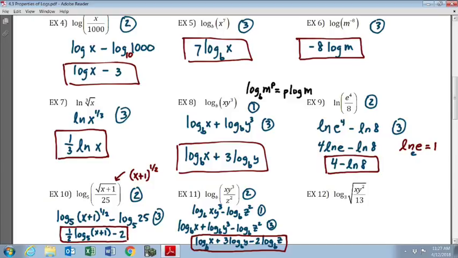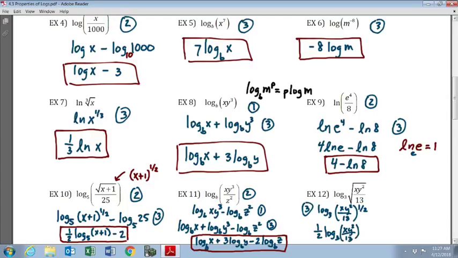Okay, number 12. Now, you might be tempted to use the quotient rule here, but we can't just pretend that radical's not there. The fraction's under the radical. We need to deal with that radical first before we can use the quotient rule. So we know that a square root is basically something written to the 1/2 power. So let's go ahead and do that first. We'll just rewrite this. And now we can move that 1/2 out front using the power rule.